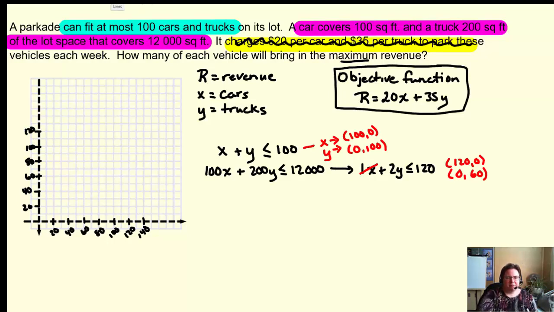Okay, so I've got my graph grid set up. Now I can put my lines on. Both of these lines are going to be solid because I've got an equals in both equations. The first line goes from x equals 100 to y equals 100, so from 100 to 100. There's the first equation. And the second one goes from 120 in my x to 60 in my y.